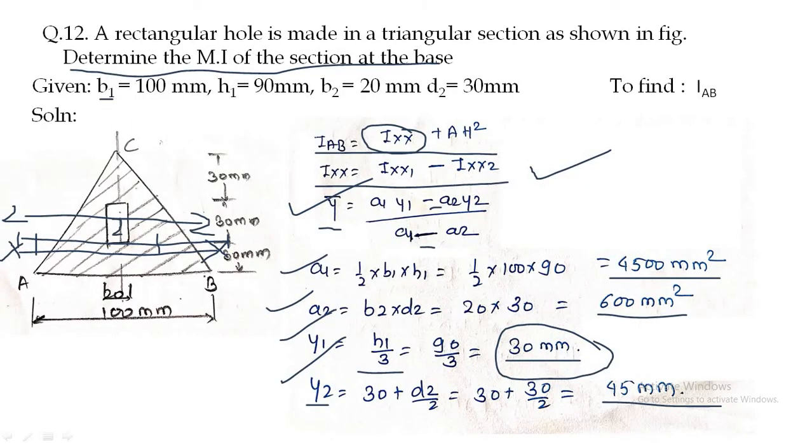Again, we need to find the value of Ixx2 to find the value of Ixx so that we can further move to find the value of IAB. So what is Ixx2? Ixx2 is the moment of inertia of this rectangle about the horizontal central axis of the whole plane, which is xx. The horizontal central axis of the rectangle is parallel to the horizontal central axis of the whole plane.